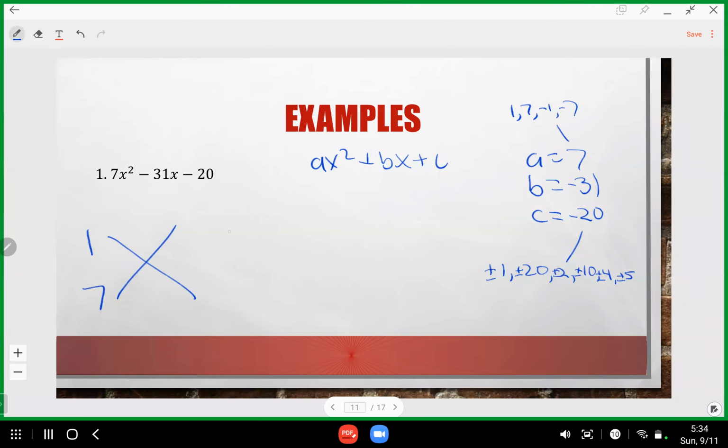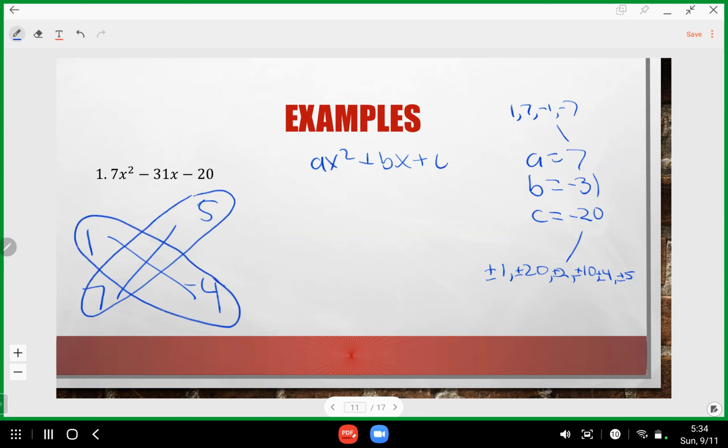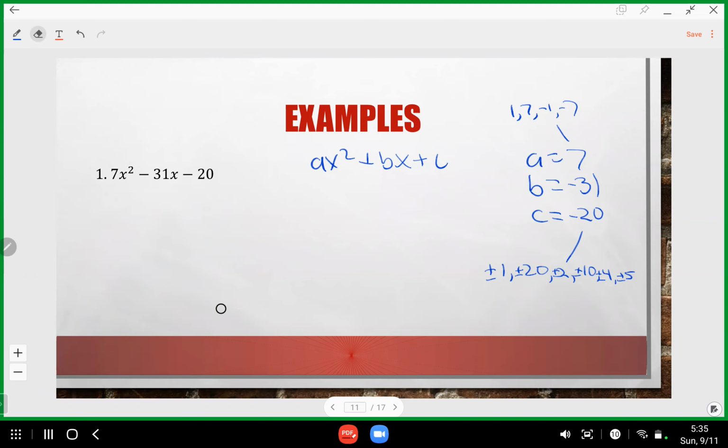So if you do these again, what you need to do is switch the 5 and the 4. Add a negative to the 4. What is 7 times 5? 35. What is 1 times negative 4? Negative 4. What are those added together? 31. All right, so we're close. I was actually right the first time, actually. Dang it.